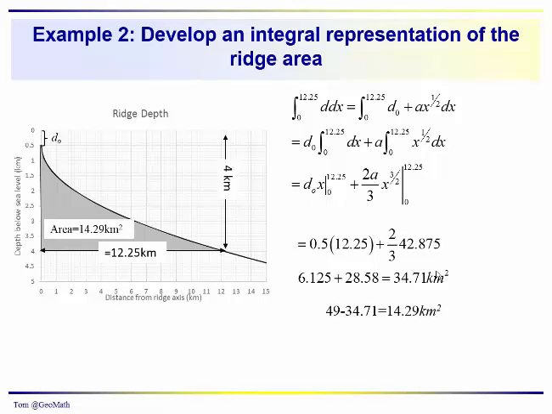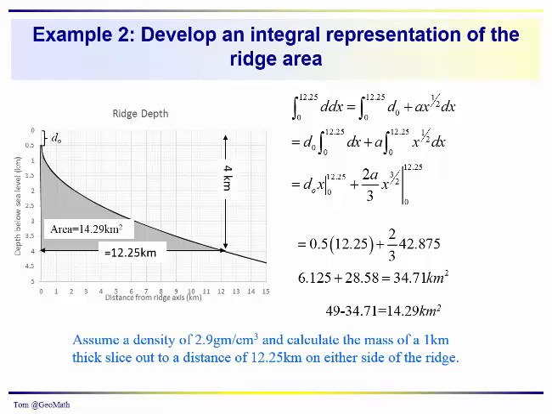And in doing that, and just working out the steps here, we find that the area of the water column is 34.71 square kilometers. We subtract that from 49 to get 14.29 square kilometers, which would be the area of the oceanic crust out 12.25 kilometers from the ridge axis, down to a depth of 4 kilometers. So the next thing to do would be to assume a density and now calculate the mass of this 1 kilometer thick slice of oceanic crust out to a distance of 12.25 kilometers on either side of the ridge. So we know that what we have here will also extend off in this direction to the left. So we're going to actually have twice this, right?